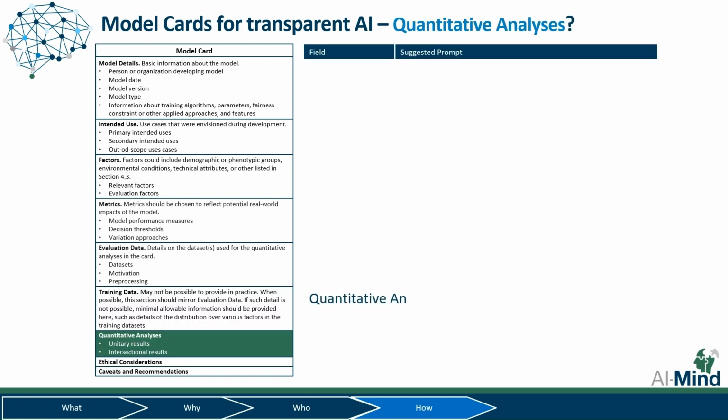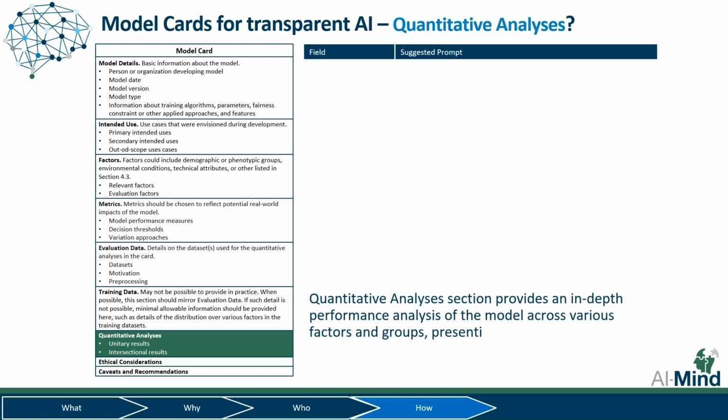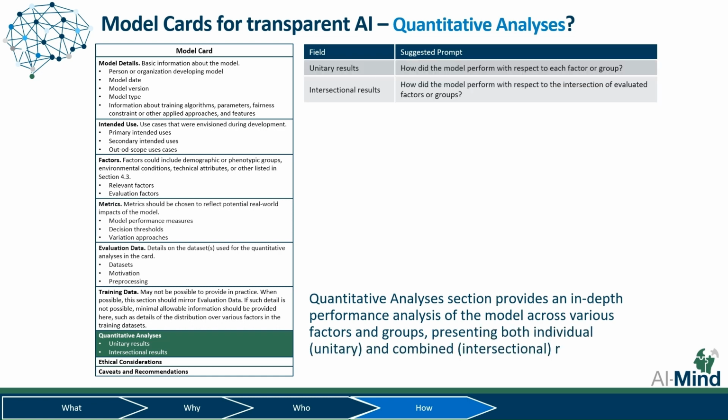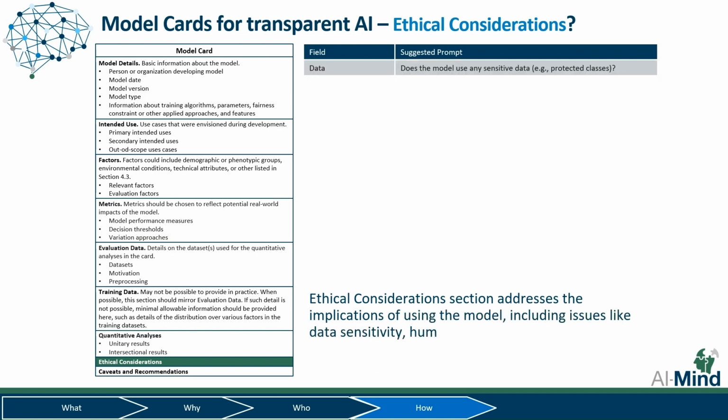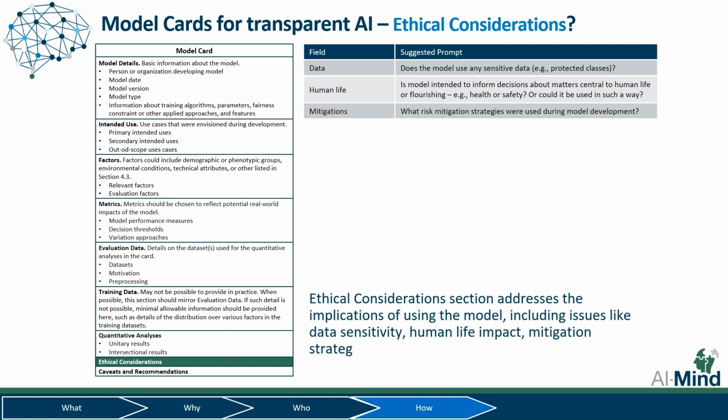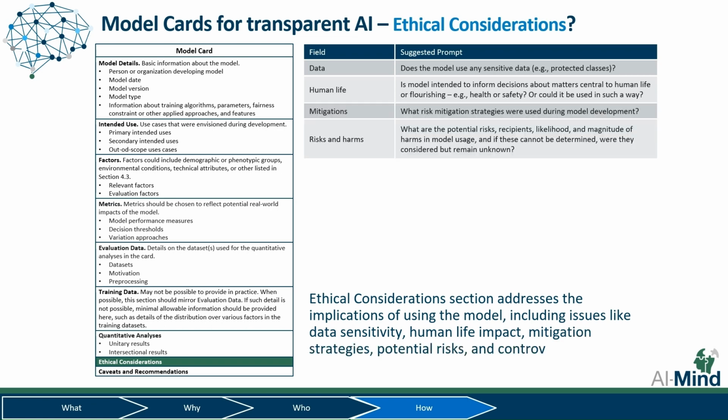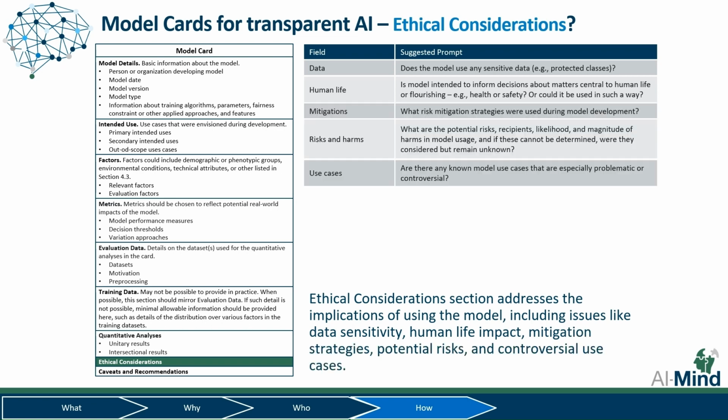Quantitative analysis section provides an in-depth performance analysis of the model across various factors and groups, presenting both individual, unitary, and combined, intersectional results for subgroups. Ethical consideration section addresses the implications of using the model, including issues like data sensitivity, human life impact, mitigation strategies, potential risks, and controversial use cases.